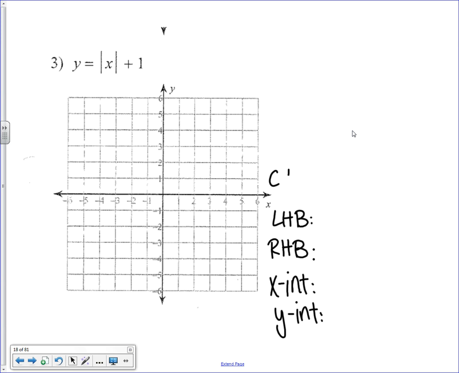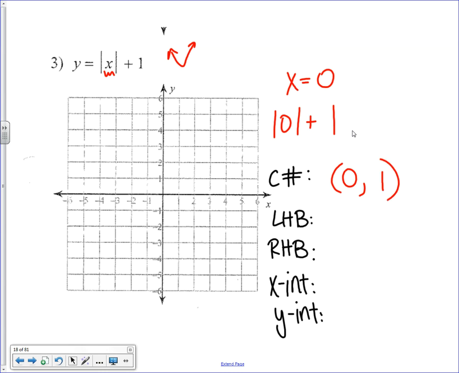I need to put my critical number down here. Okay, first things first. Face up or face down? Face up. Okay. What's inside the absolute value? So x has to be equal to 0. There's nothing to solve, is there? No. So that is my x value. Now to find the y value, I have to plug that 0 into my original equation. What is the absolute value of 0? 0 plus 1 is 1, so my point for my critical number is (0, 1).